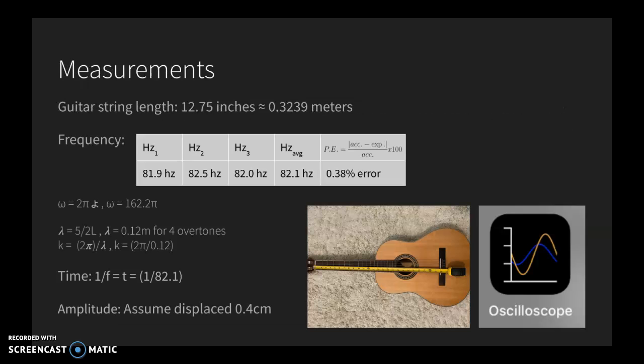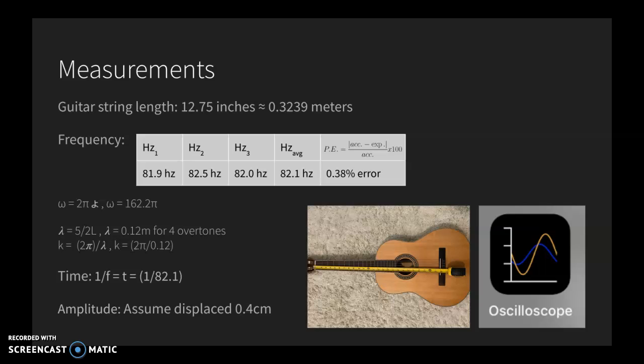Alright, so in order to do this, we're going to have to find the measurements of the guitar string, or the string between two fixed notes. So for me, I'm going to be using my guitar. I'm going to be using the low E note, which is going to produce the lowest sound. The low E string came out to be about 12.75 inches, which rounds out to be about 0.3239 meters.